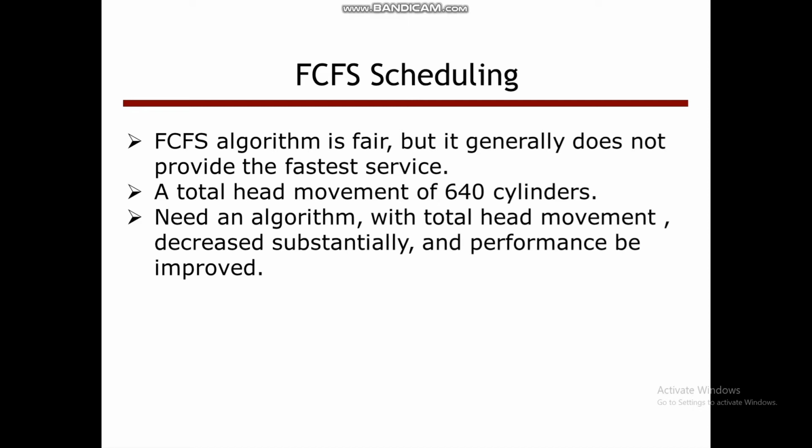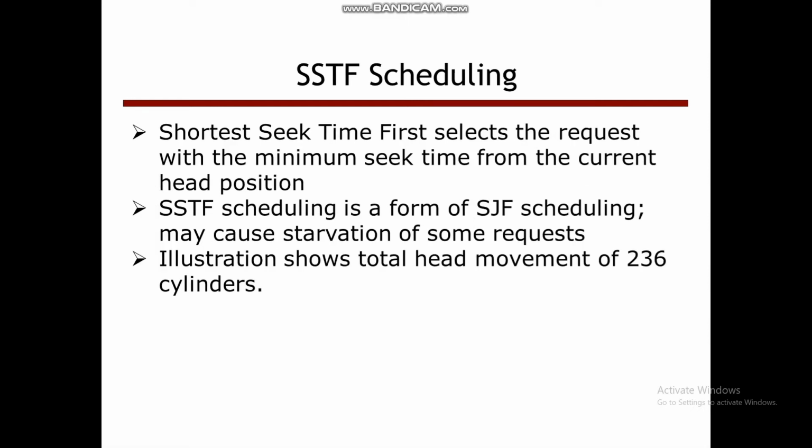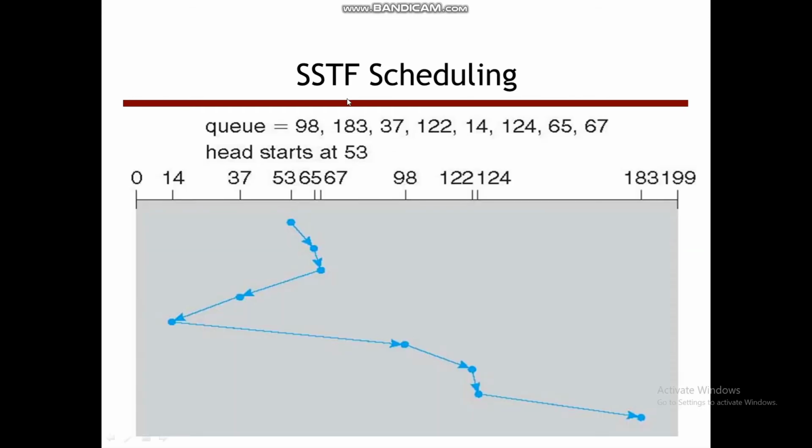The next algorithm we have to look at is shortest seek time first, SSTF scheduling. We will see the strategy of shortest seek time first scheduling. In this scheduling, it selects the request with the minimum seek time from the current head position. It is another form of shortest job first, where the nearest job from the initial head position will be processed first.